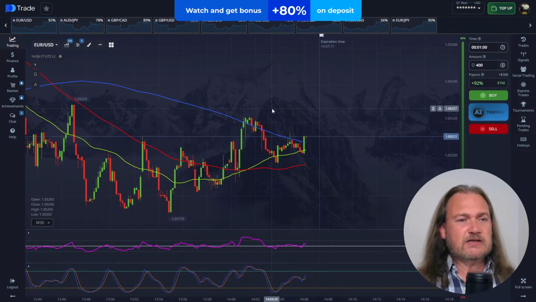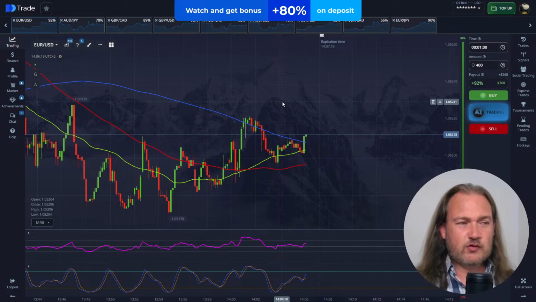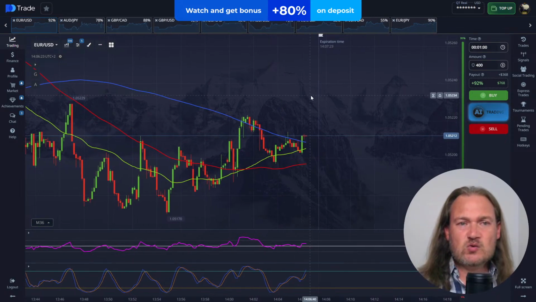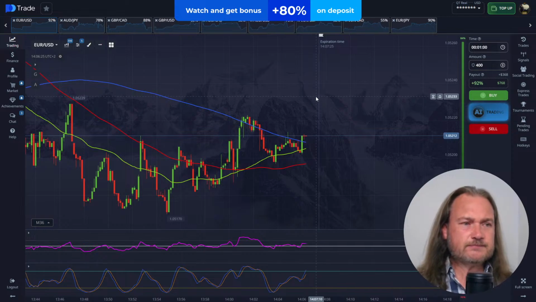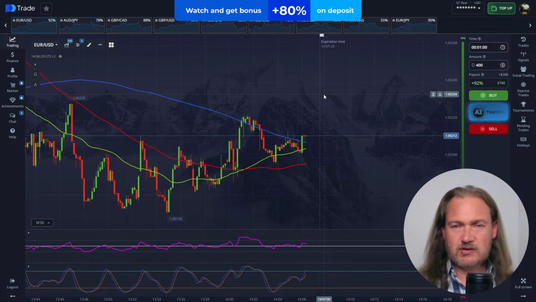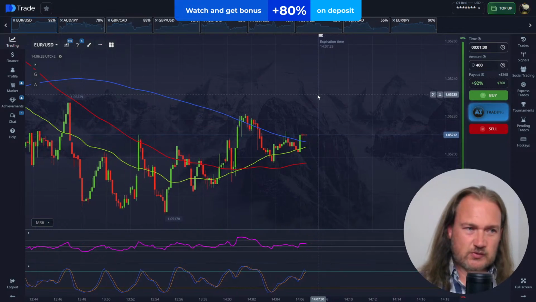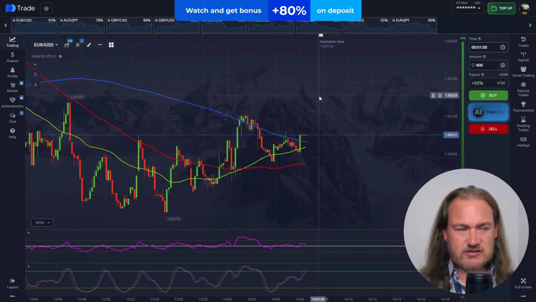Okay, so we're going to take it slow. Also, another thing before I explain the strategy to you guys, which is really important: all strategies have losing trades. There is no strategy on this planet that will give you a 100% win rate. You will be losing trades with this strategy and with any other strategy as well.